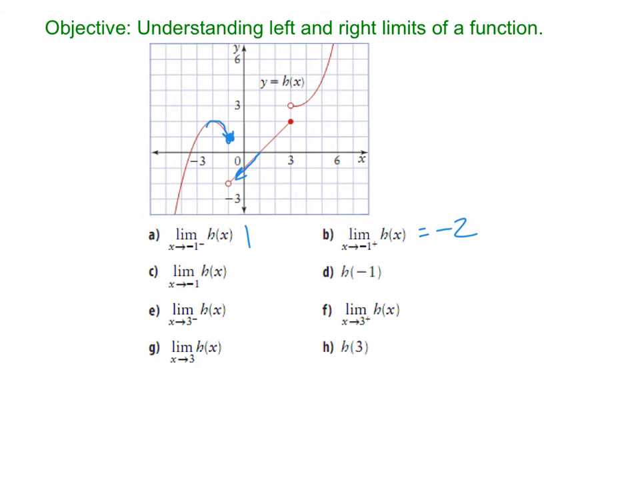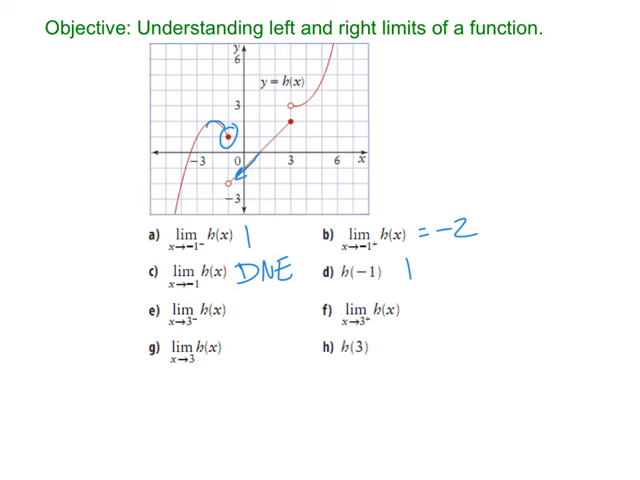So what's the limit at -1? It does not exist. Those are not the same. Whenever there's a jump like that in the graph, there's a big gap. What is h of -1? So what is the function value? So the closed circle is at 1, right? This is my closed circle.